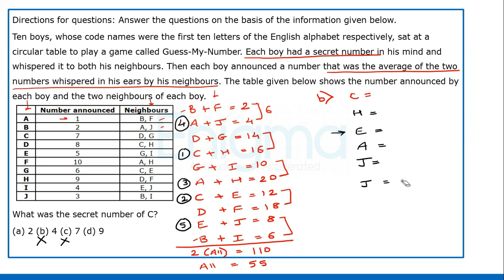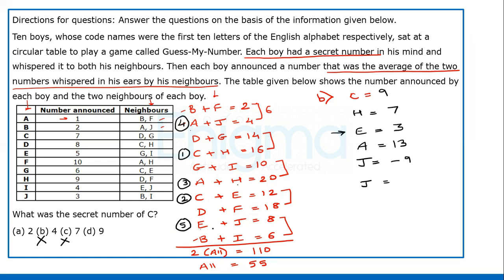Let's try the next alternative, that is option D, that is 9. So C equal to 9. So H becomes 7. H is 7, so A becomes 13. C is 9, so E becomes 3. A is 13, so J becomes -9.